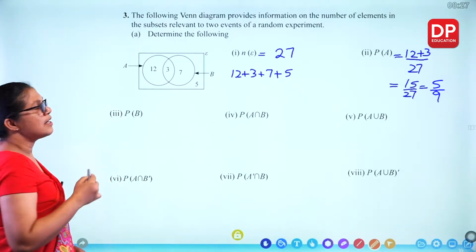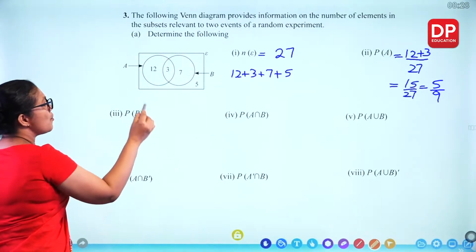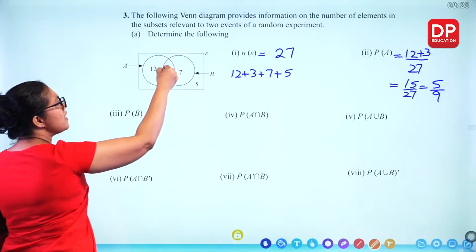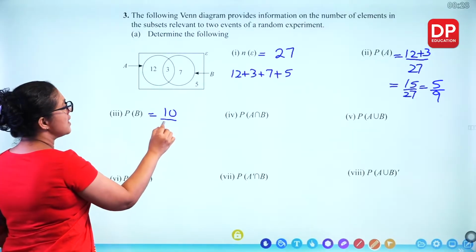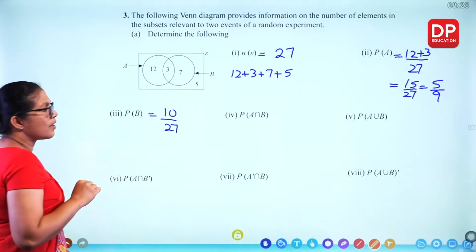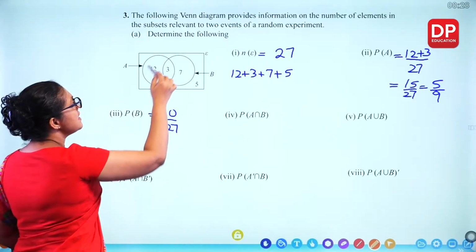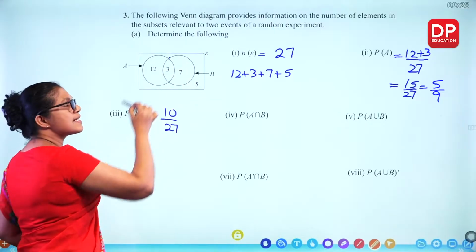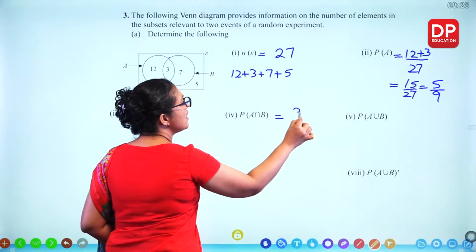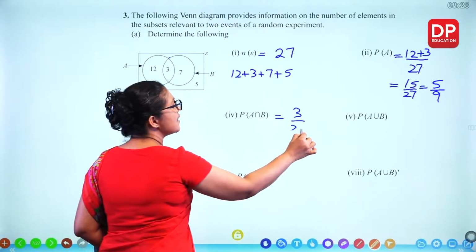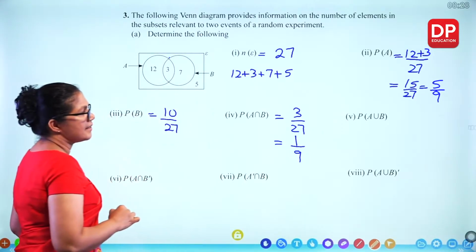Now third part, probability of getting B. So we have to consider B circle. So when you take B circle, how many altogether? 7 plus 3, that's 10, divide by 27. You can't simplify further. Then this one, A intersection B. A intersection B is the common part, the intersecting part. So you are asked to find out the probability. So this is 3 over total number, 27. When you simplify, you get 1 over 9.